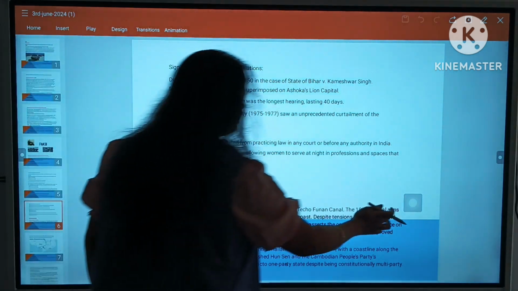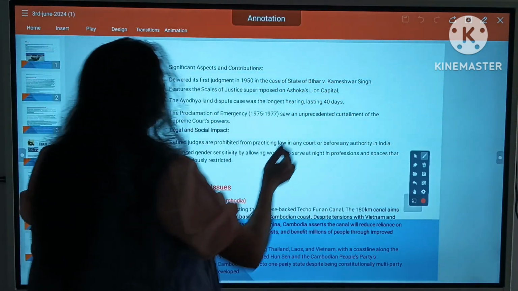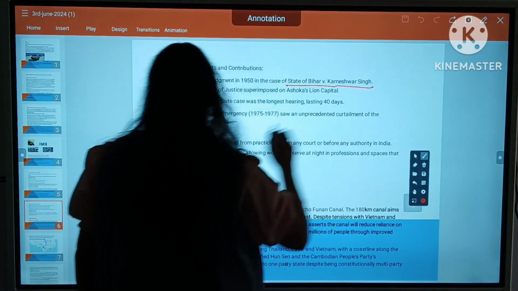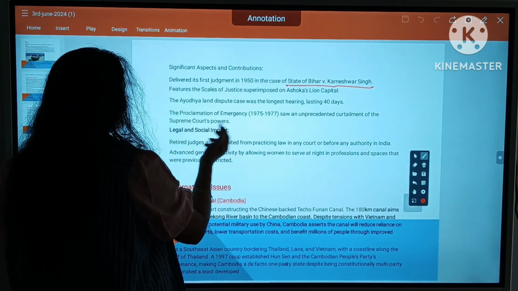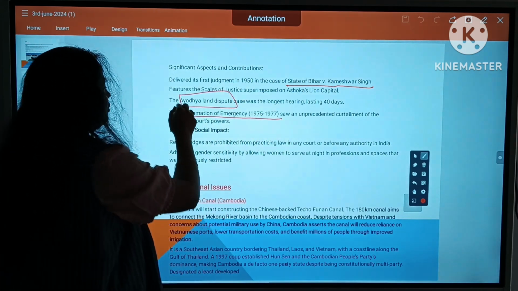First judgment: when the Supreme Court gave its first judgment in State of Bihar versus Kamlesh Singh, and the Ayodhya dispute also. Proclamation of an emergency, Ayodhya land dispute.